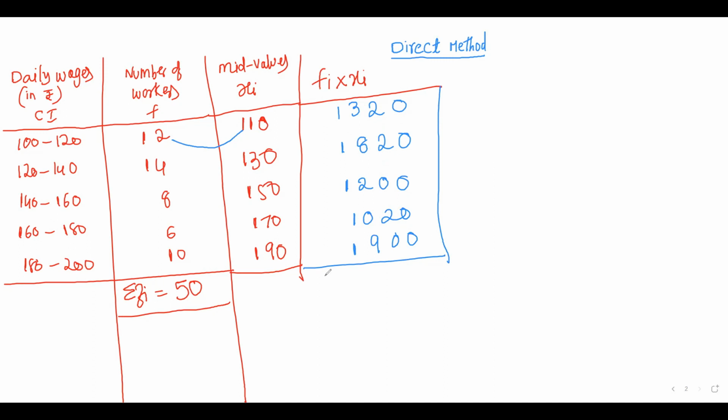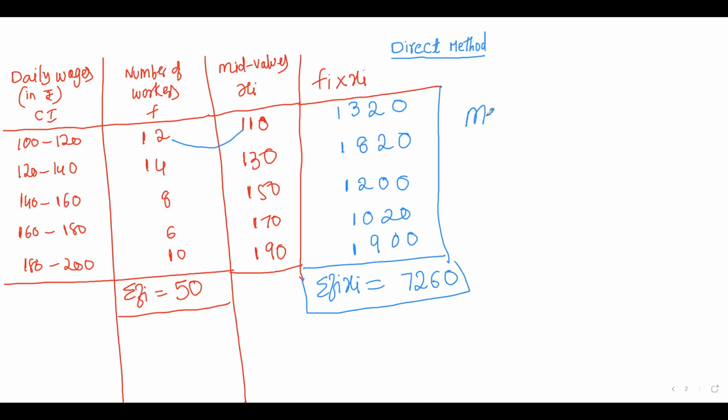Yes, sir. Now let us find sigma fi xi. All of you please try to add all these numbers. 1320 plus 1820 plus 1200 plus 1020 plus 1900 is equal to 7260. Did you get the same answer? Yes, sir.